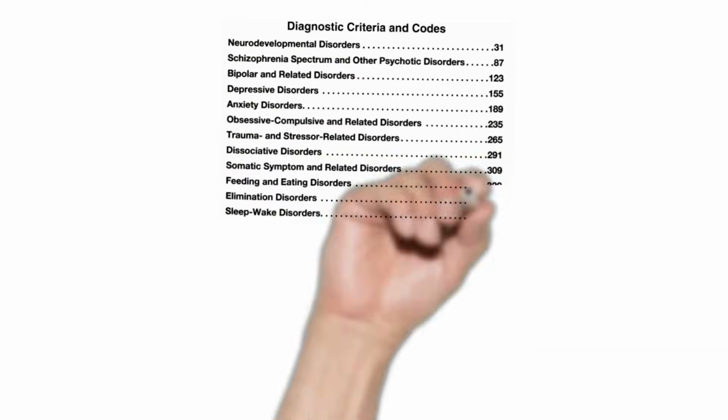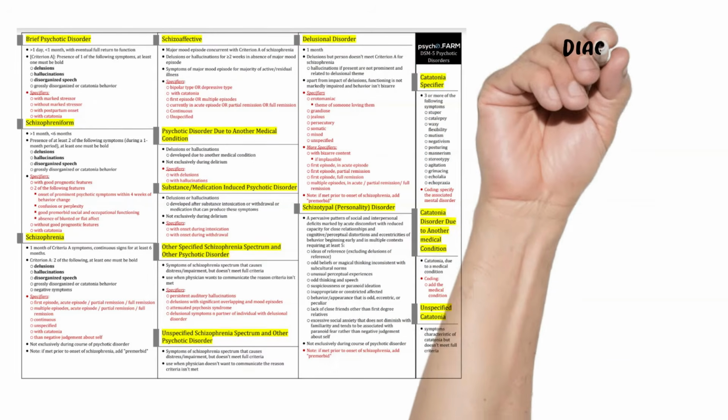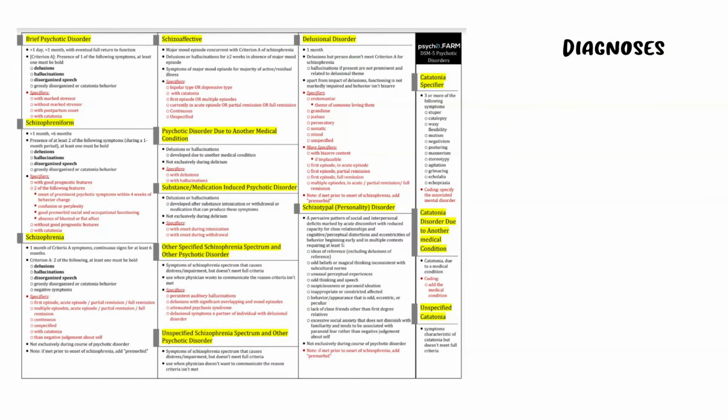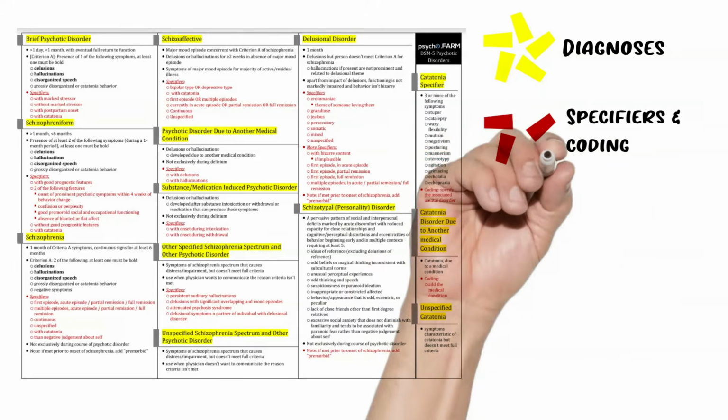So the DSM splits the diagnoses into different sections, such as neurodevelopmental disorders, schizophrenia and other psychotic disorders, bipolar and depression, anxiety, etc. So I made little one-page sheets that contain all the diagnoses within one of the sections. And to make it easier to find things, I made it so the diagnoses are highlighted in yellow, and then the different specifiers or coding things are going to be in red.